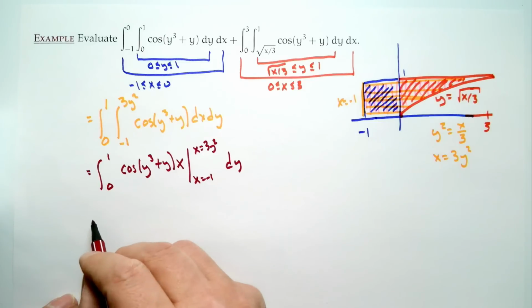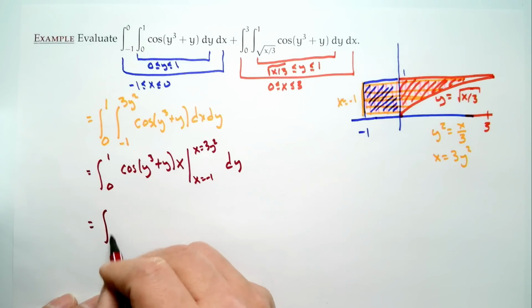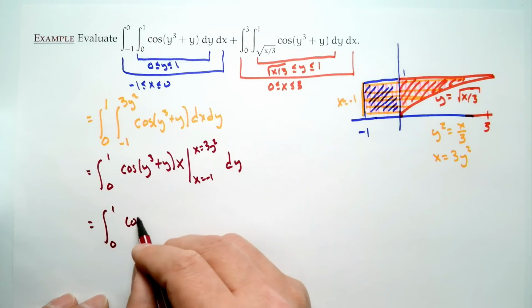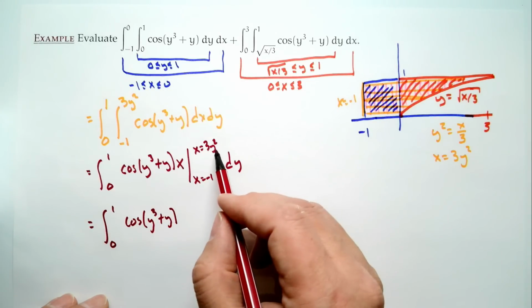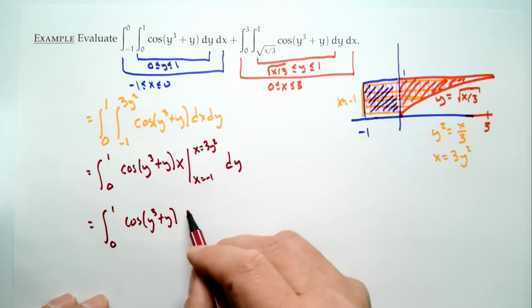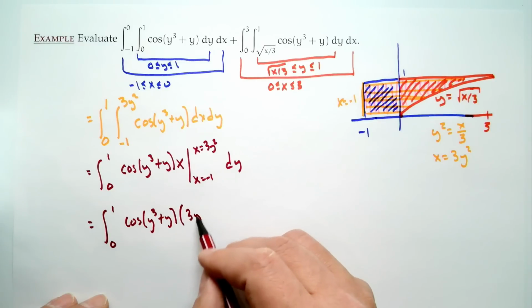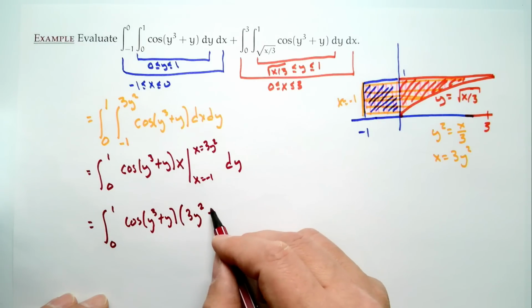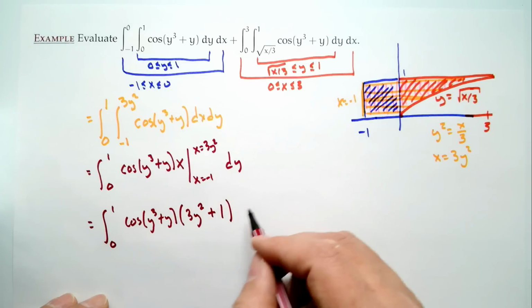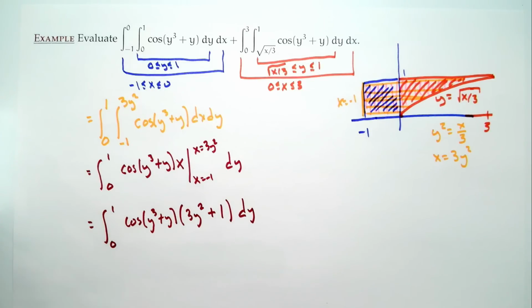All right, so if we do that, what does this become? Integral from 0 to 1, the cosine of y cubed plus y, and then I'm going to plug in x equals 3y squared, and then I'm going to subtract -1. So subtract -1 becomes the same as add 1. So that's what will happen once we do our evaluation.